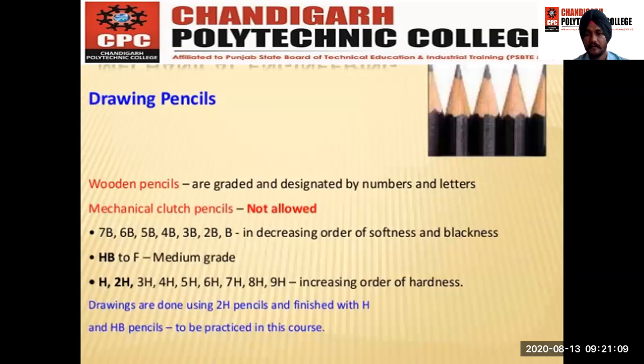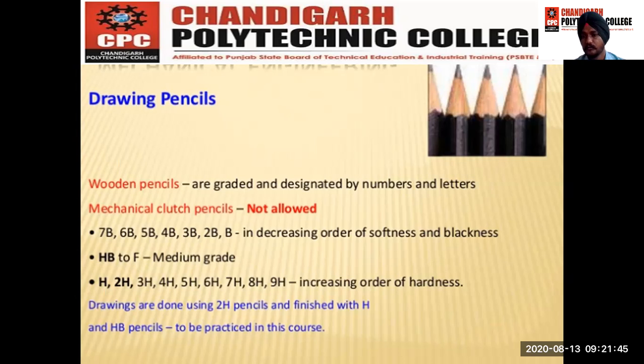Drawing pencil. There are many pencils used in drawing. First, wooden pencils are graded and designated by numbers and letters. Mechanical clutch pencils are not allowed in drawing class, so you will use wooden pencils. The grades are 7B, 6B, 5B, 4B, 3B, 2B, B in decreasing order of softness and blackness. Then HB to F are medium grade pencils, then H, 2H, 3H, 4H, 5H, 6H, 7H, 8H, 9H. These grades are hard, in increasing order of hardness.